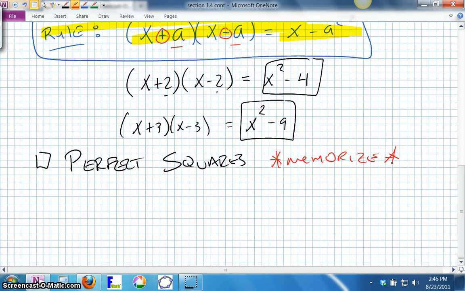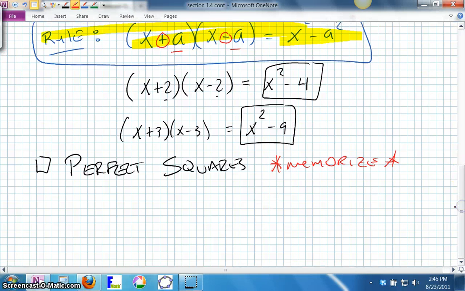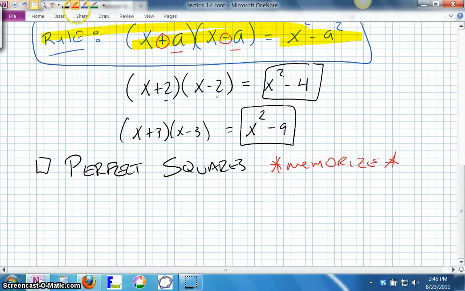All right, the perfect squares. I'm gonna give you the rule here and tell you what the most common mistake that everybody makes is. So here is the rule. If I want to take x plus a and square it, that literally means take x plus a and multiply it again by x plus a.